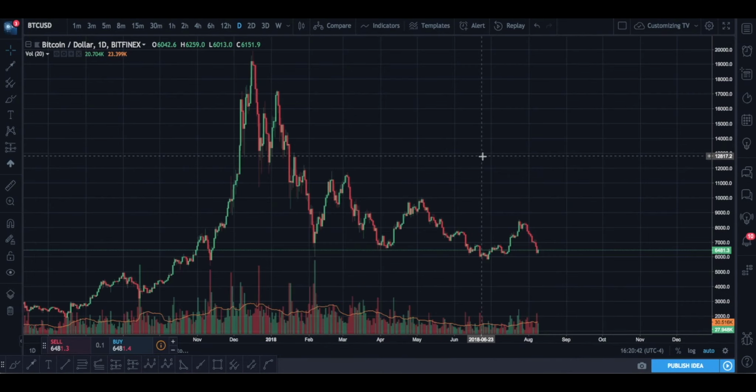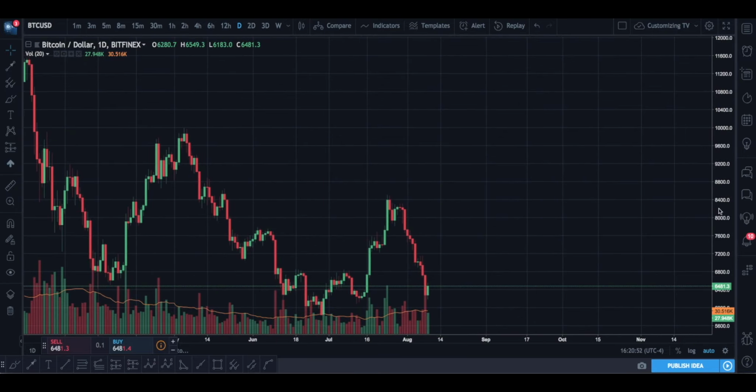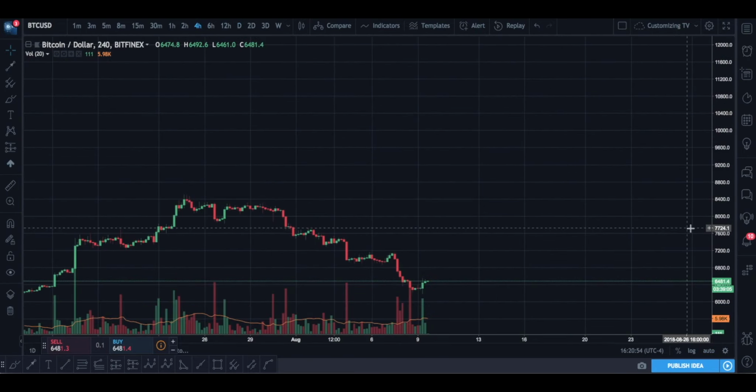So let's look at a trading example for Bitcoin here live, all right? We're going to show you actually what a 2-to-1 risk to reward ratio would look like in a trade if we were to take it right now. Let's put this on a 4-hour chart.